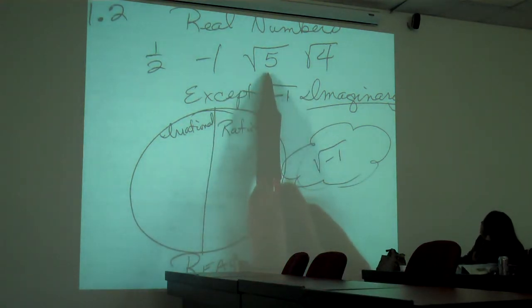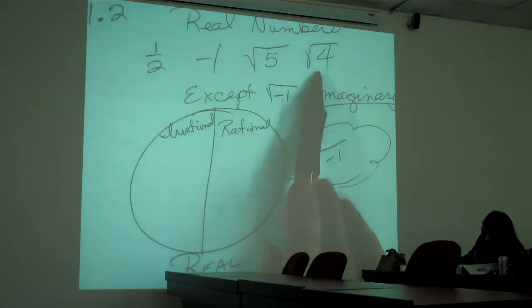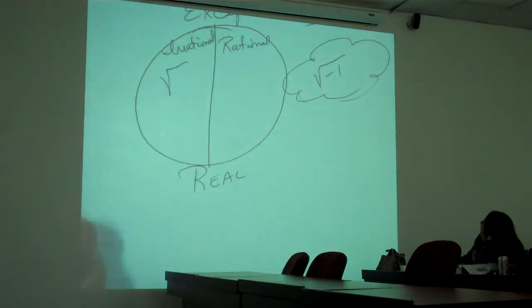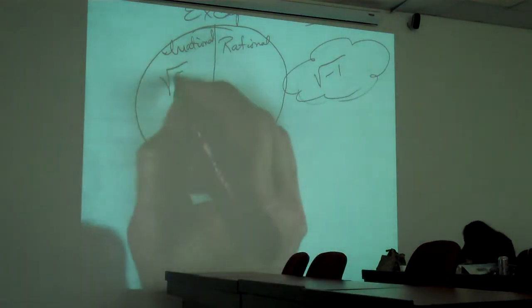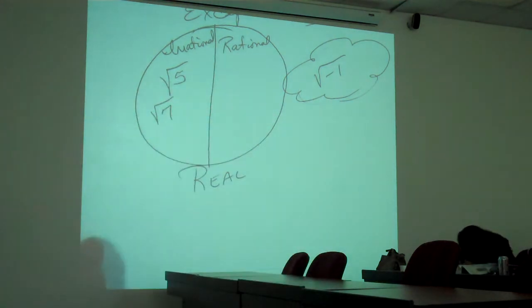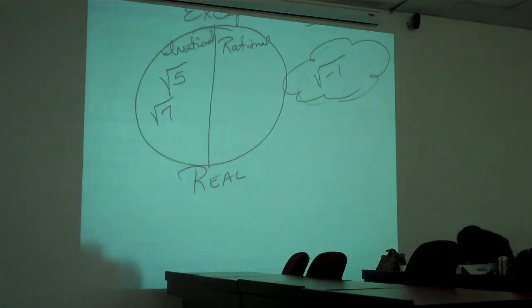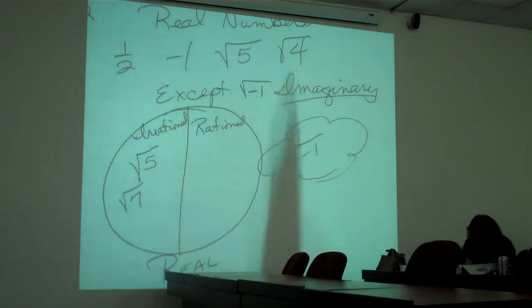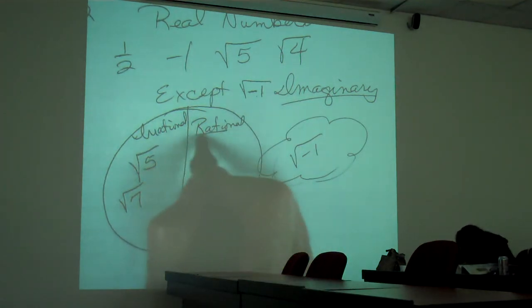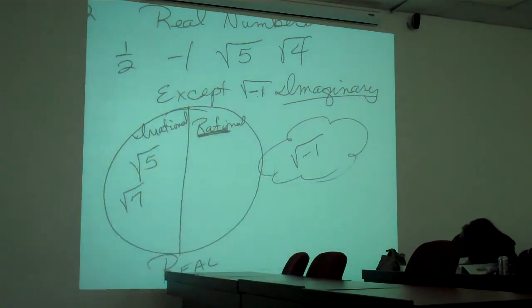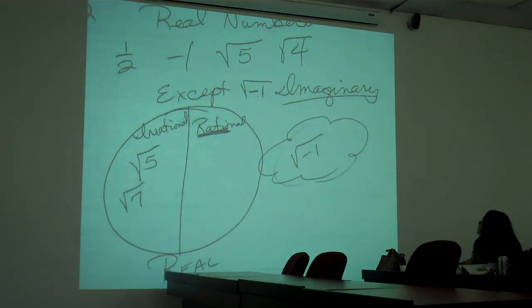Irrational will be the square roots that aren't perfect numbers. This is irrational. That would be your square roots over here, like the square root of 5, the square root of 7. But the square root of 4 is rational. Rational, look at the first part of it right here. It says ratio. Ratio is like a fraction. Rational numbers are numbers that can be made into a ratio.